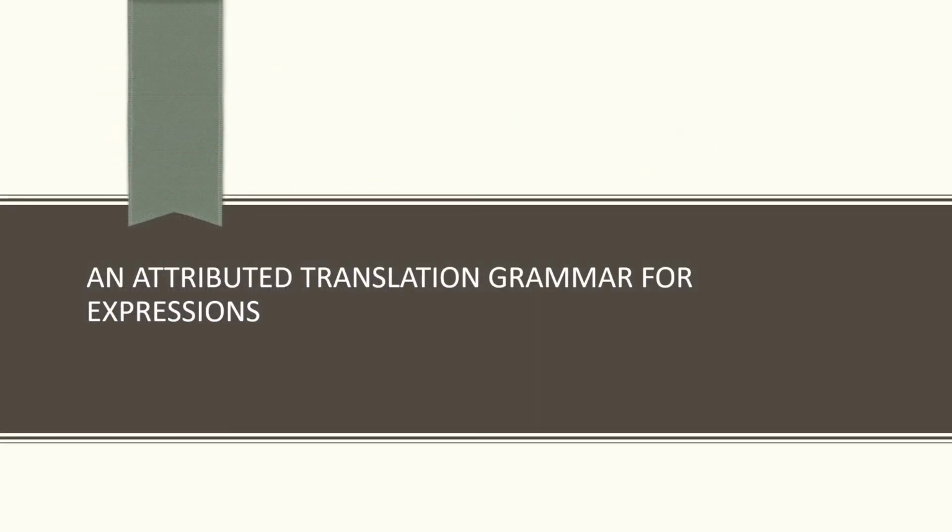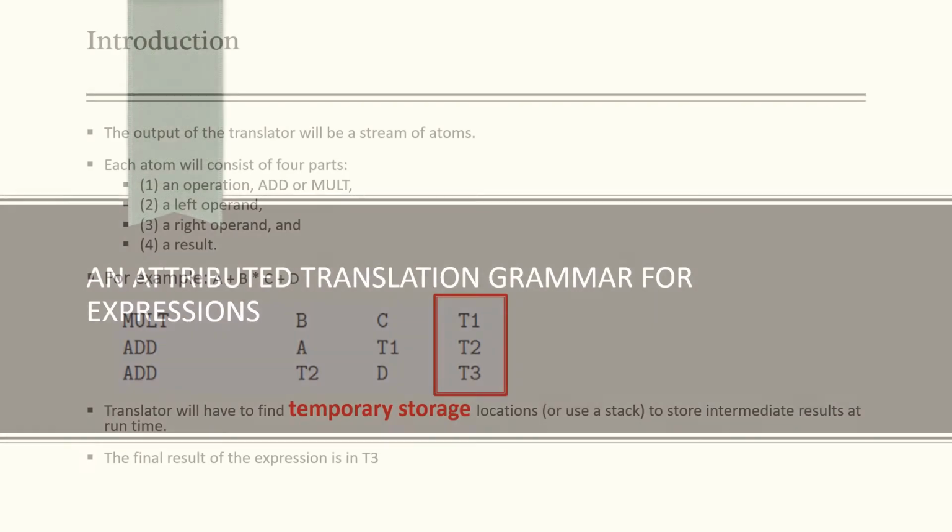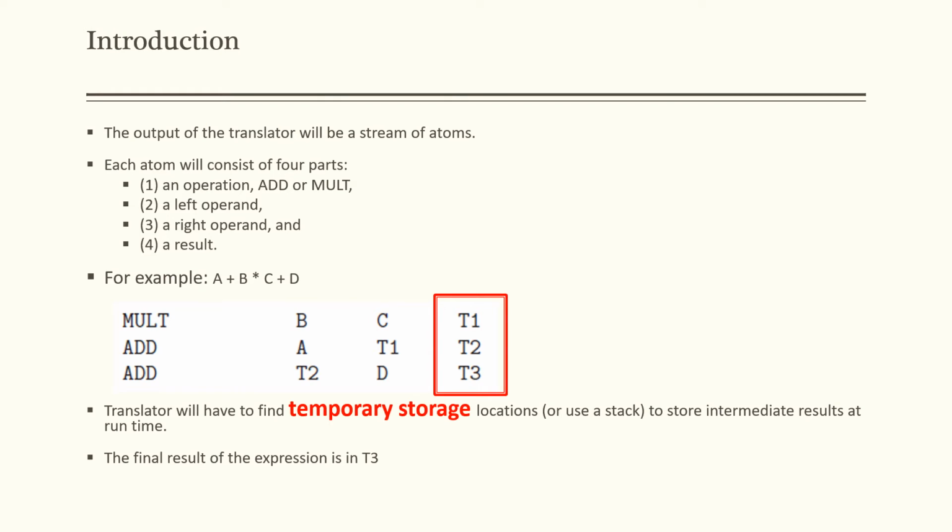Now we go a bit further on the attributed translation grammar for expressions. So what does it mean? On the translation grammar, if you could remember, when we do a translation grammar, we talk about an action symbol. So we want to know how we can use that in the attributed grammar. The output of the translator will be a stream of atoms.